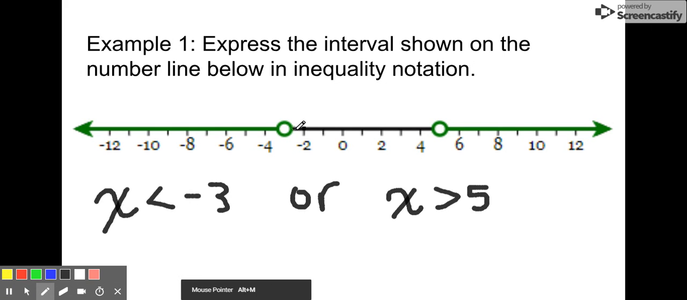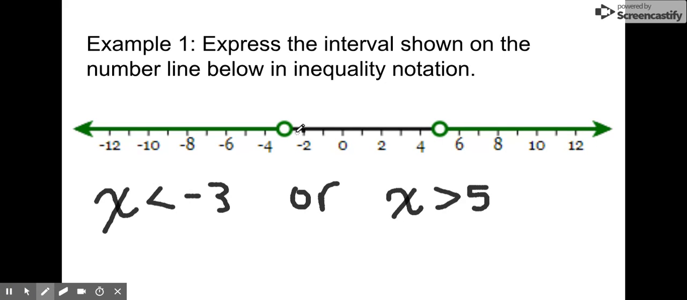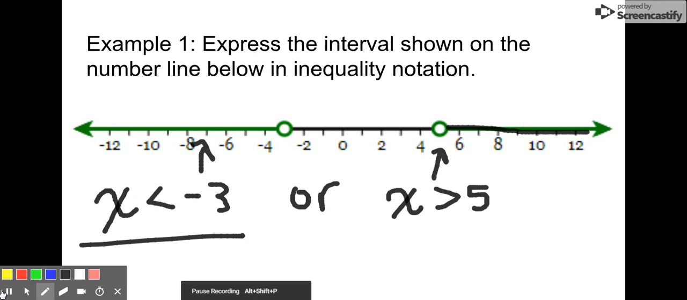So I know because I have an open circle, I'm going to need either less than or greater than as the symbols I use. And so in this case, I know that the circle's around -3 and that x is going to be numbers less than -3. So x is either less than -3, which is this piece, or x is greater than 5. And so that's the example about the or. So x is one or the other, and that's exactly how we would write it.